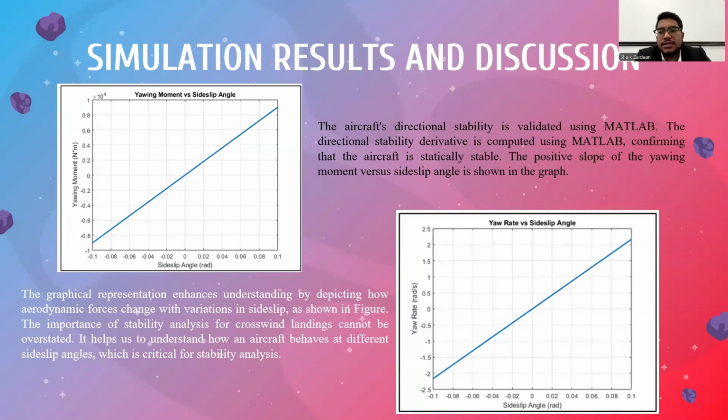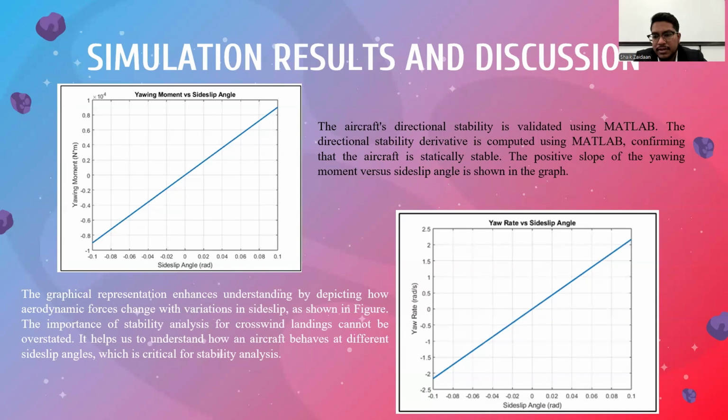Here we are going to talk about the results and discussion of the yawing moment versus sideslip angle, which was validated using MATLAB. The directional stability derivative, computed using MATLAB, confirms the aircraft is statically stable, with the positive slope of the yawing moment versus the sideslip angle as shown in the graph. The graph indicates that the aircraft can generate a yawing moment to recover the sideslip directional stability of the Airbus A321-200 model. The plot shows the yawing moment versus the sideslip angle and the yaw rate versus the sideslip angle, illustrating the relationship between these parameters.